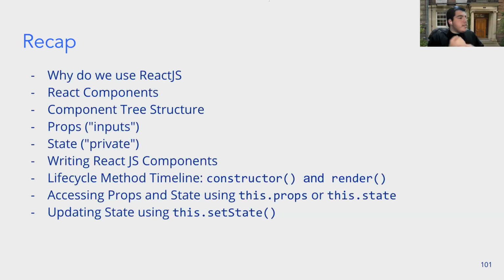Props was the second big term. That's like the data that's input. And then state is the last one, which is the private information that is maintained inside a component. We looked at what writing JavaScript components look like using the lifecycle methods of constructor and render. And we talked about accessing props and state using this dot props and this dot state. And then we can update state using this dot set state. So we've done a lot.